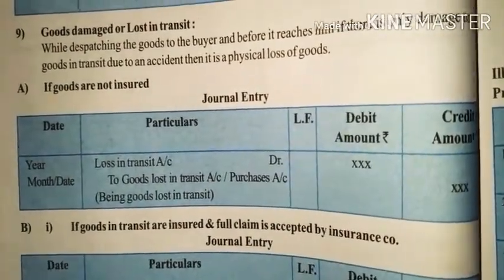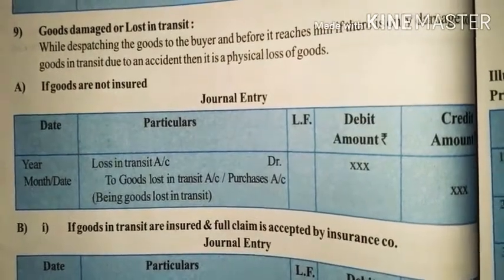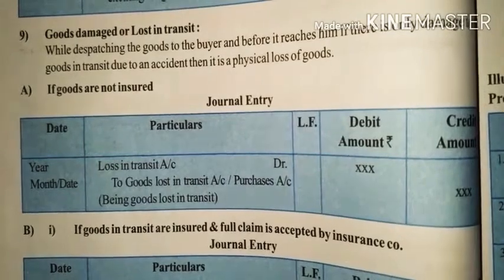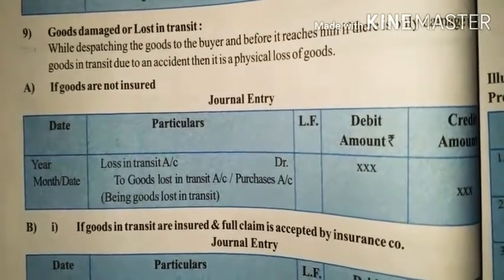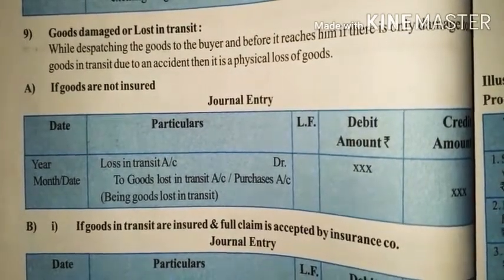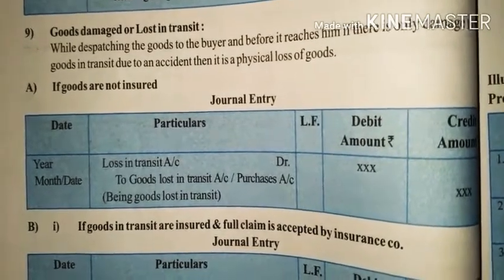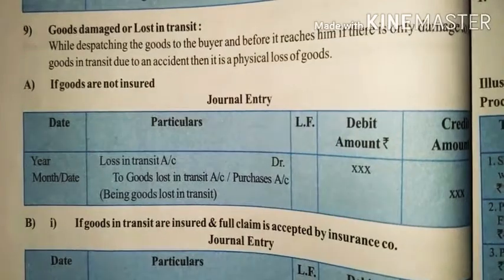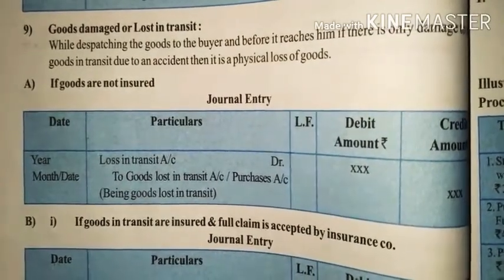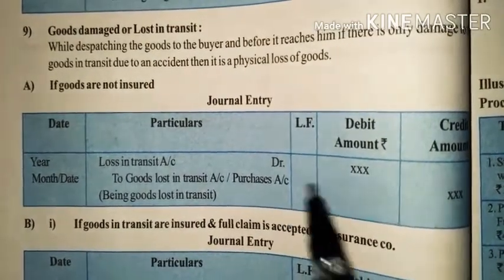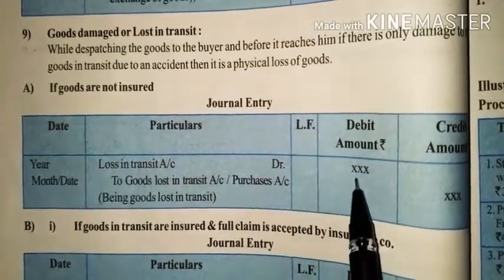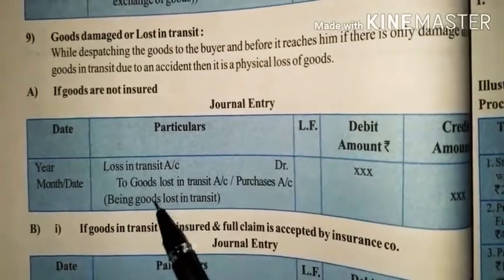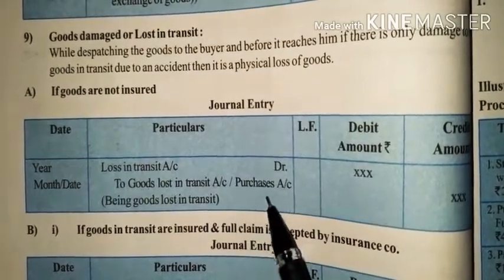Now why is loss in transit account debited over here? While dispatching goods to the buyer, in between the goods are damaged due to an accident, that is why there is a loss of goods. Loss in transit account is a nominal account. Nominal account says debit all expenses and losses. Here a loss has happened to us, so debit effect is given and the amount you write in the debit column.